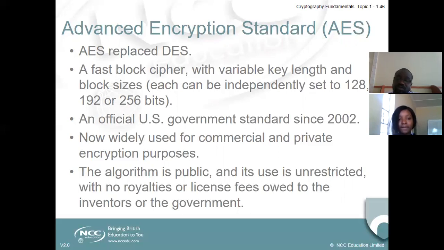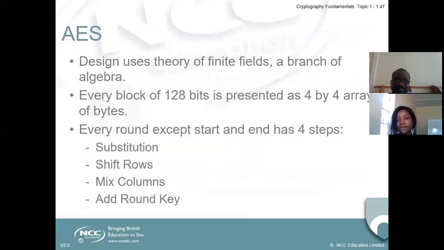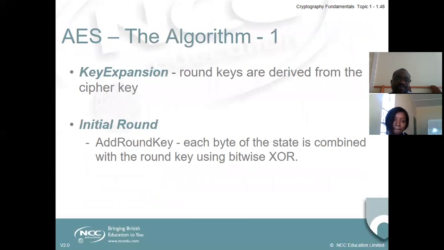We are going to do this practically. We have to know how to cipher text using advanced encryption or data encryption. The designers use the theory of finite fields, a branch of algebra. Every block of 128 bits is represented by a 4 by 4 array of bytes. Every round except start and end has 4 steps: substitution, shift rows, mix columns, and add round key.